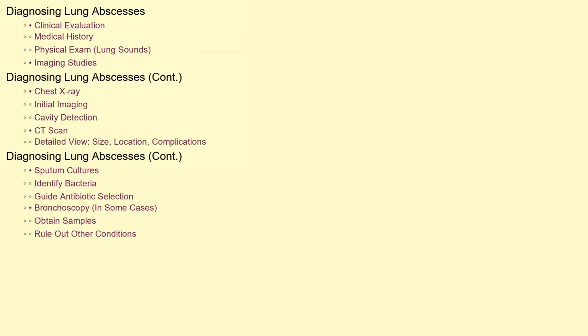Diagnosing a lung abscess involves a combination of clinical evaluation and imaging studies. Your doctor will first take a thorough medical history and perform a physical exam, listening to your lungs for any abnormal sounds. A chest X-ray is often the first imaging test performed and can reveal the presence of a cavity in the lung. A CT scan of the chest provides a more detailed view of the abscess, including its size, location, and any associated complications. Sputum cultures are also essential to identify the specific bacteria causing the infection and guide antibiotic selection. In some cases, bronchoscopy, a procedure where a thin tube with a camera is inserted into the airways, may be necessary to obtain samples for culture or to rule out other conditions.